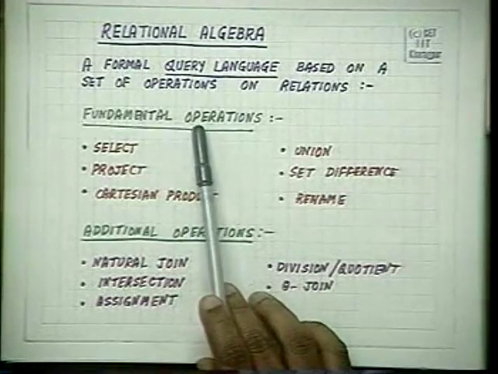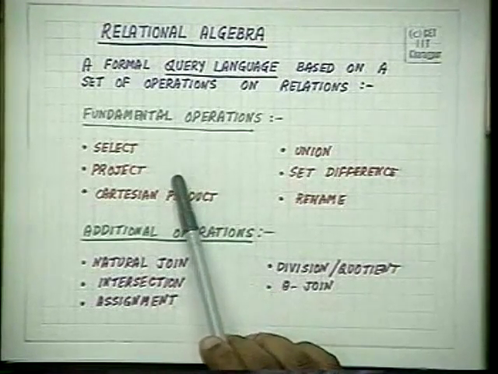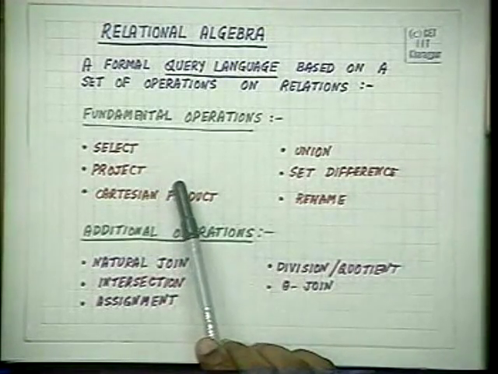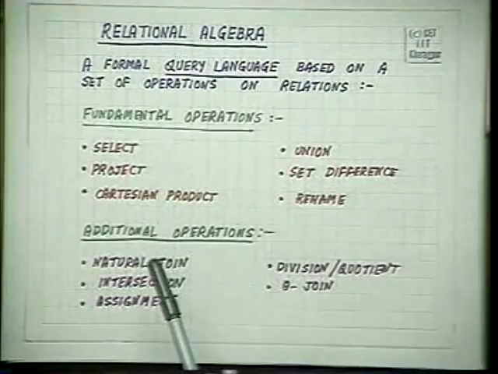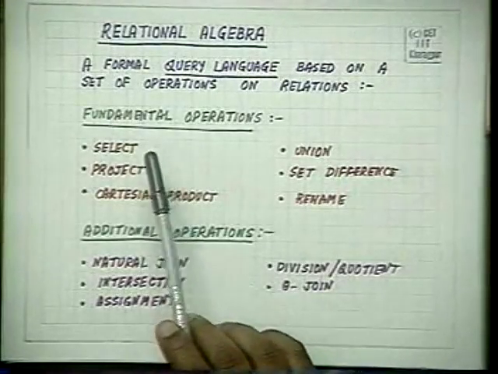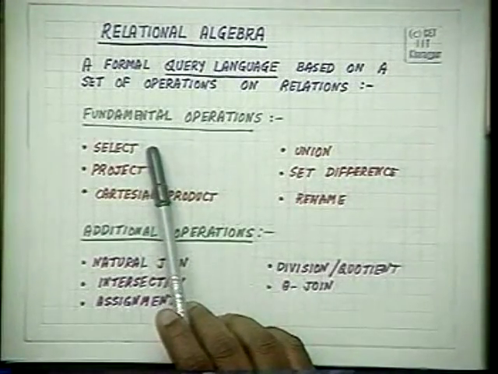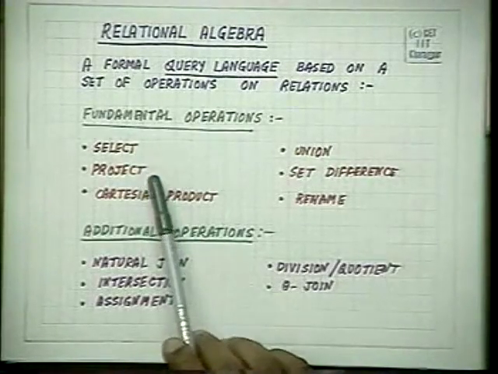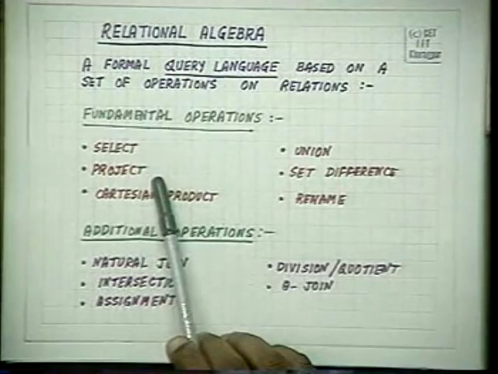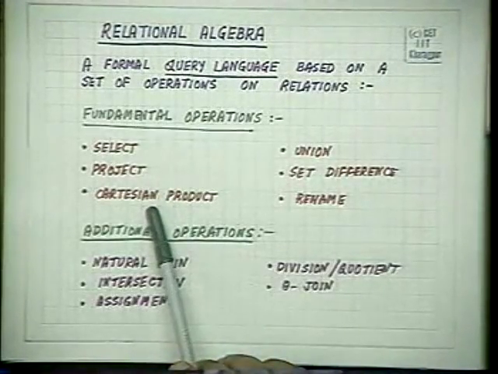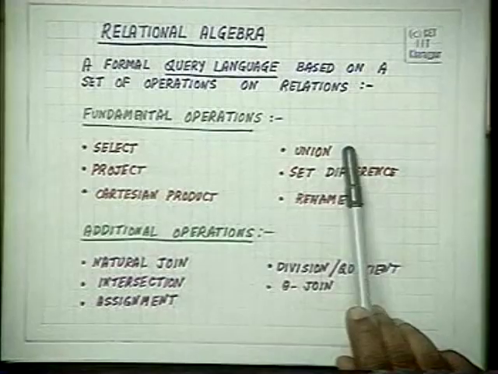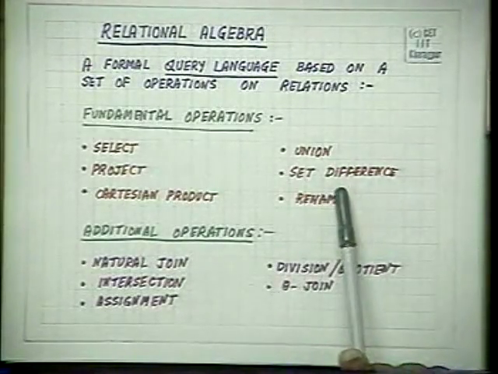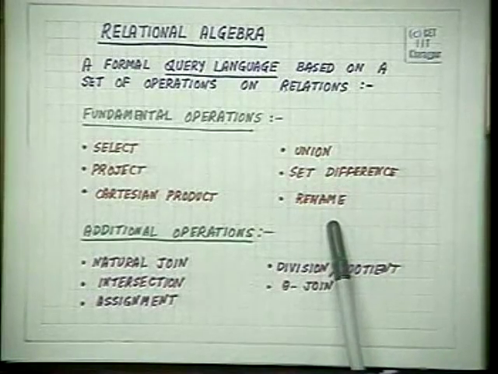So today we will see what these operations are and how they can be used to query and process a relational database system. So the fundamental operations are select or selection, project or projection, Cartesian product, union, set difference. Union is set union, this is set difference, and this is the rename operation.